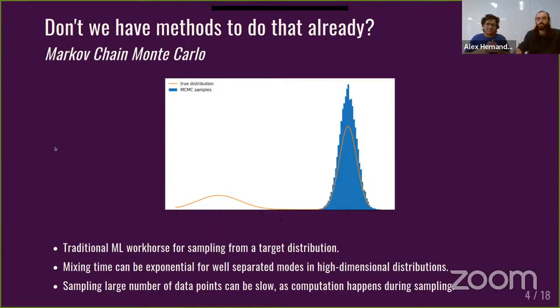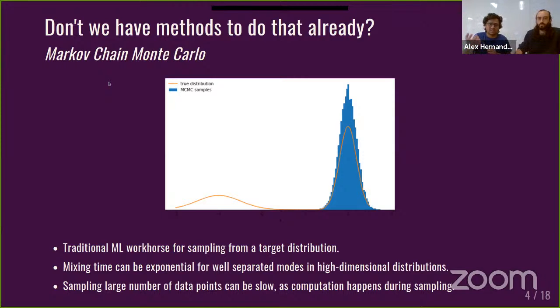MCMC methods have traditionally been very strong methods for getting samples from a particular unknown target distribution, and they have powered a lot of innovation in the Bayesian inference community, for example. But there are two fundamental limitations in the context of the problem that we're trying to solve. One is that the mixing times in your MCMC methods can be exponential if your modes are well separated.